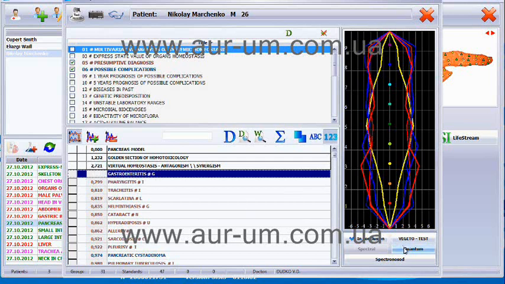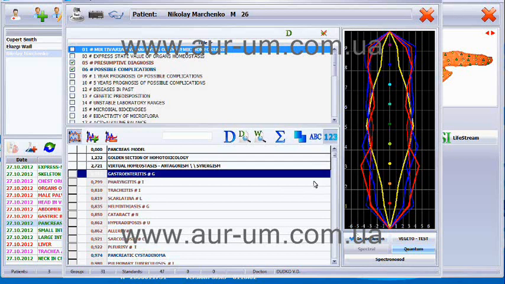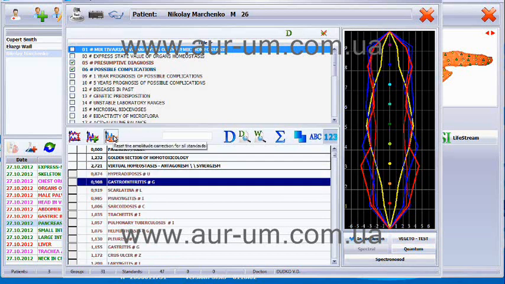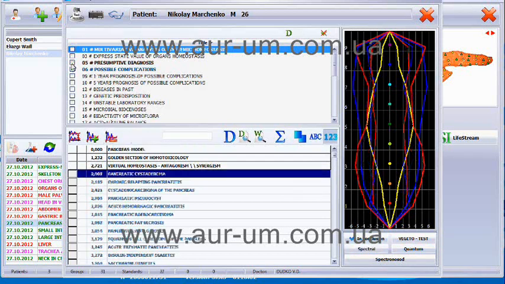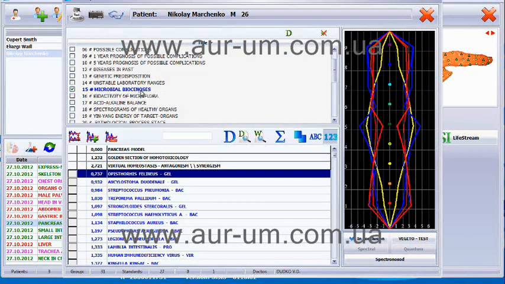Let's shortly check it on quantum analysis to see if this problem is really there. As you see, it is now on stage 1, so the process is not developing. But what is alarming is that it has a lower coefficient than in the list. So the problem is not there, and it is our task for it never to become active or present in the patient at all. We go to group 15 to check microbial biocenosis to see if there are any active microorganisms in the pancreas. But we see none.